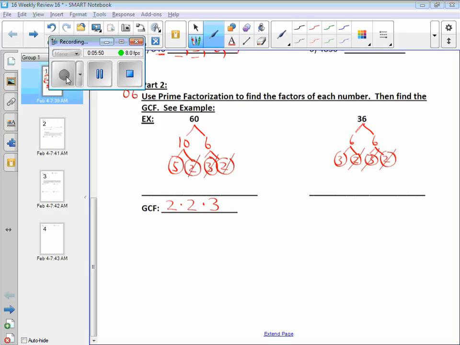Now I've got nothing else that's a prime factor that's in both trees. I have a 5 here and a 3 here, so I can't list any more common factors. Once I have all my common factors together, I multiply them together. 2 times 2 times 3, which is 12. That is my GCF. That's the highest number that will go into 60. It happens to go 5 times. And the highest number that will go into 36, and that happens to go 3 times. And that's how you do GCF.